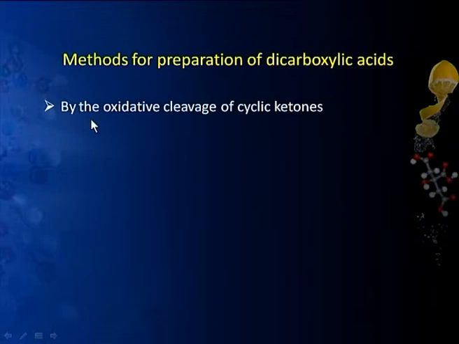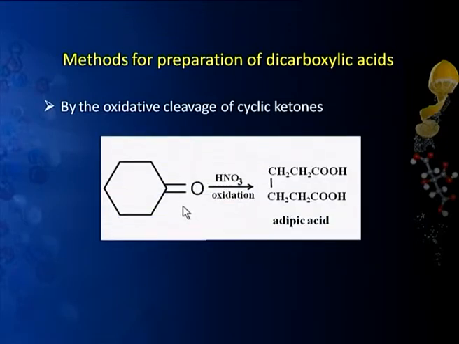Then dicarboxylic acids can also be obtained by the oxidative cleavage of cyclic ketones, but a very large number of cyclic ketones are not available. This is not a very universal method, but we can use it for very commonly available cyclic ketones like cyclohexanone. When this is oxidized with nitric acid, the ring breaks on either side of the carbonyl, maybe on this side or on this side, and both the carbons wherever the bond breaks get oxidized into carboxylic groups, such that cyclohexanone on oxidation gives us adipic acid.